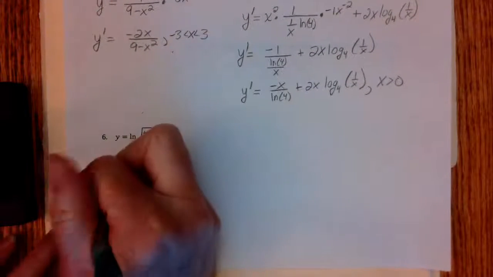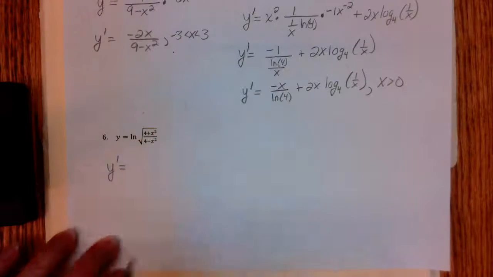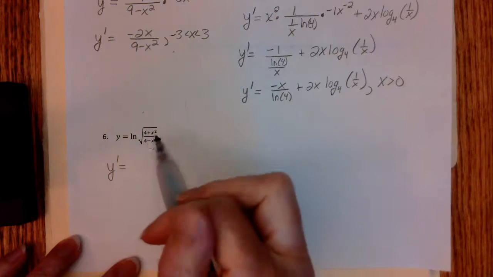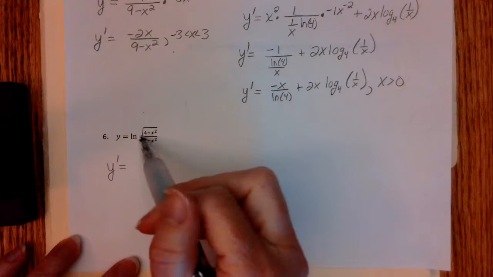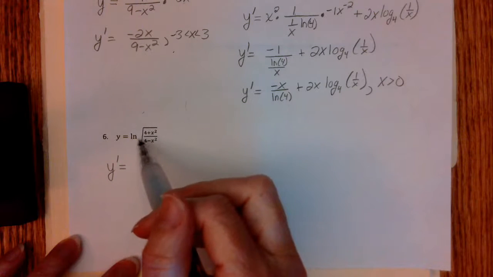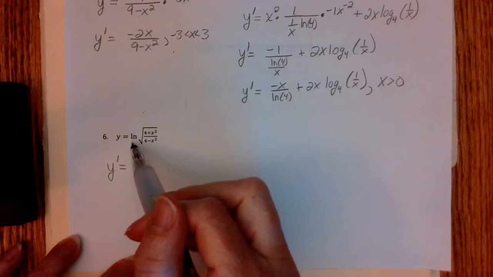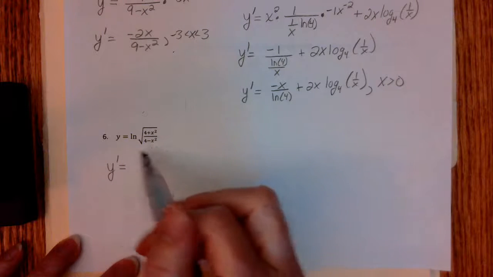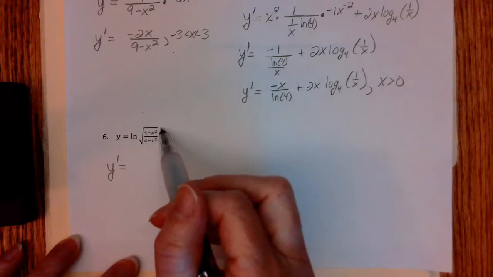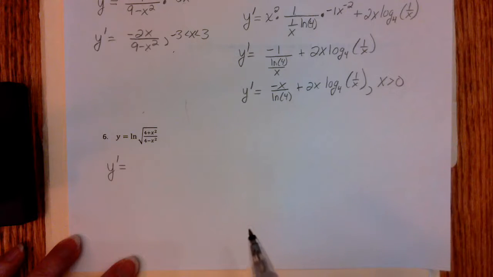The next problem, y prime equals, I look at what I have. I have a quotient tucked inside of a square root, which is part of the logarithm. So you have a lot of chain rule stuff here because you have a quotient, you have a square root, and then you have the logarithm.